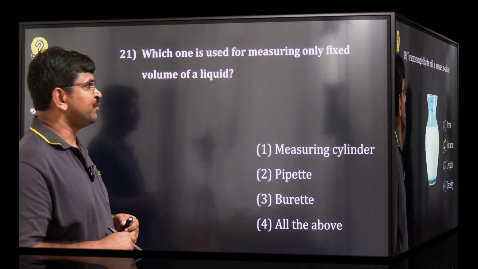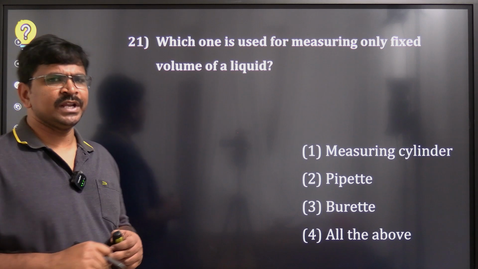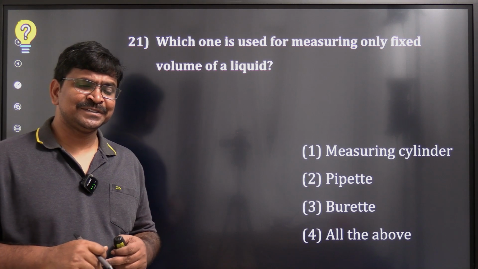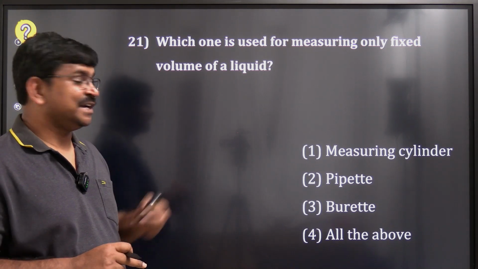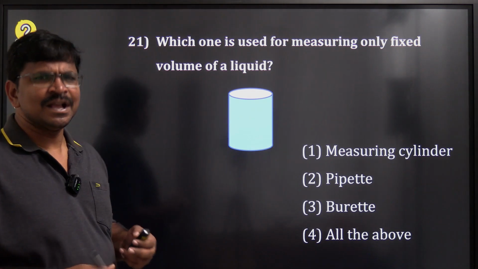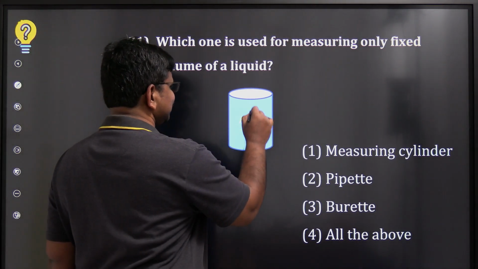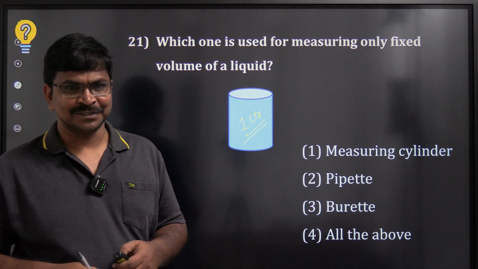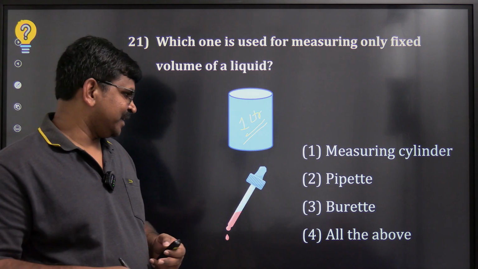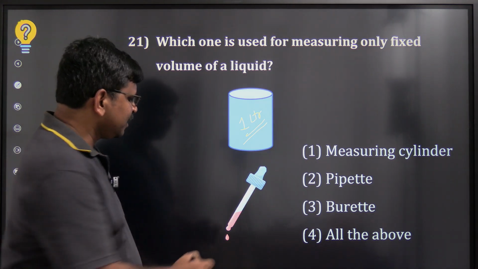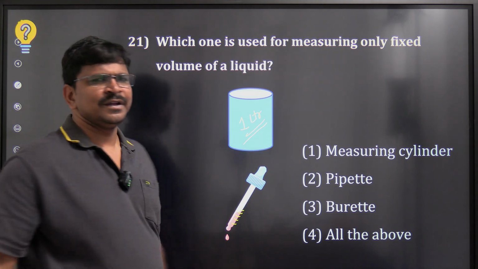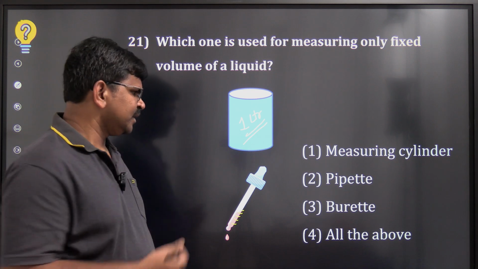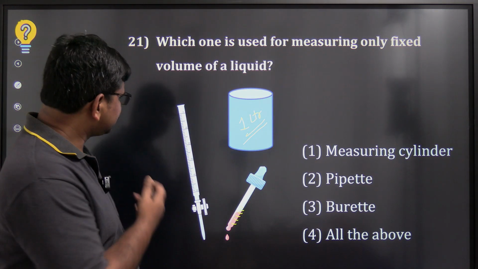Yes. Which one is used for measuring only fixed volume of a liquid? Fixed volume. Fixed volume means what? Suppose I take a measuring cylinder, something like this, of 1 liter, let us say. So I can measure with this only 1 liter. So this is the fixed volume. And a pipette. Pipette is also, there will be some markings here for cc, I mean cubic centimeter, and cubic millimeter, and burette.